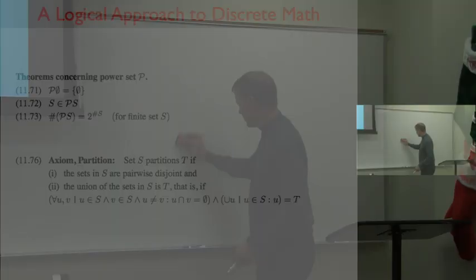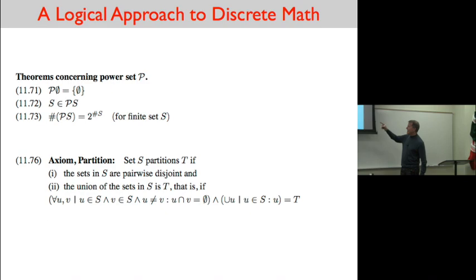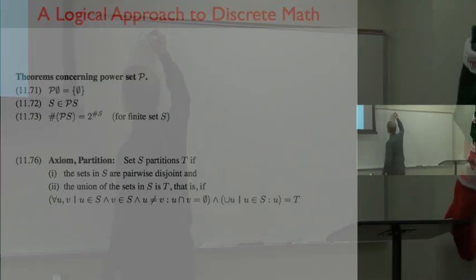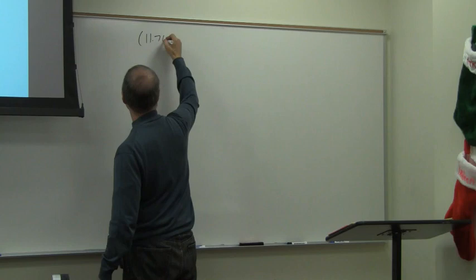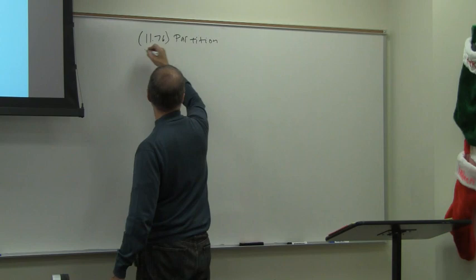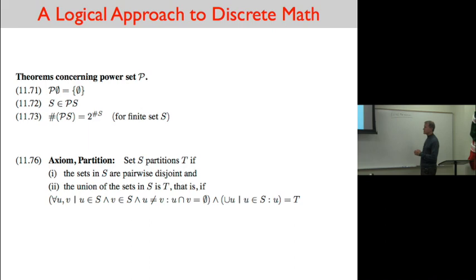Okay, so let's check this out. 11.76, the idea of a partition. This is going to crop up next. We're going to come back to this. This is our first preview of coming attractions. And this is an axiom, the definition of a partition. What it says is that set S partitions T if two things hold.